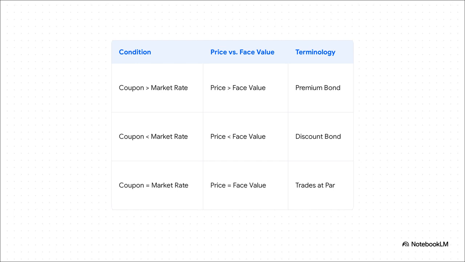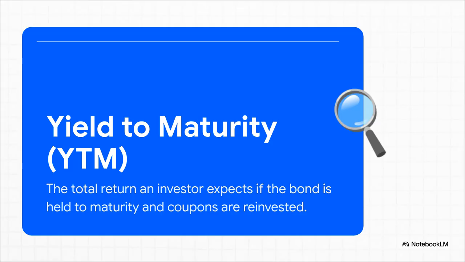If a bond's fixed coupon rate is higher than current market rates, it becomes more valuable and will trade at a premium. Conversely, if its coupon is below prevailing rates, it will trade at a discount. This leads us to the most comprehensive measure of a bond's return, the yield to maturity, or YTM. It calculates your total annualized return, factoring in all future coupon payments plus any capital gain or loss you will realize at maturity based on the price you paid for the bond.